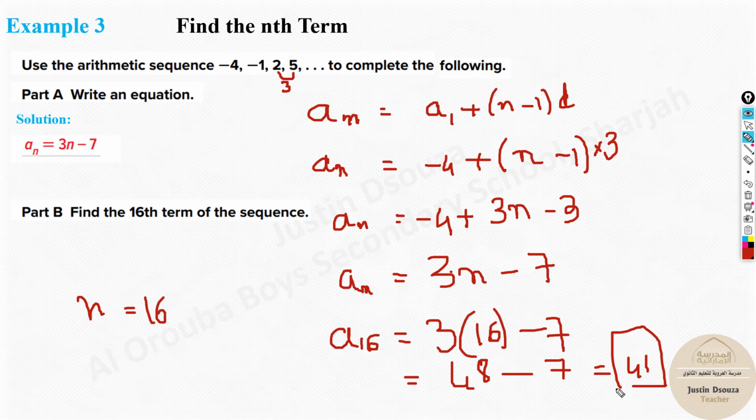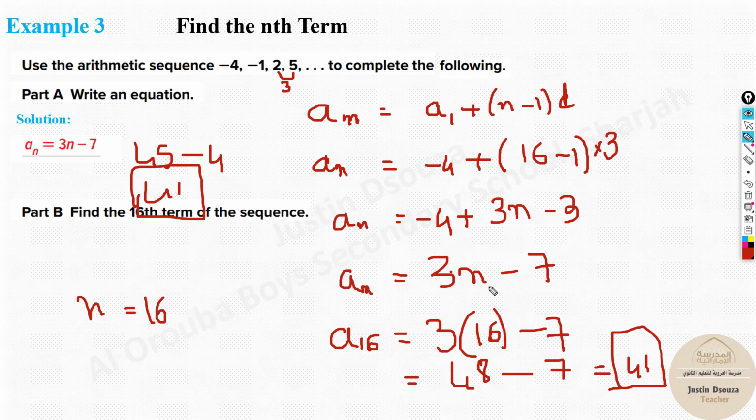This is the answer. Now what about the initial formula? Even here, I can just change this n to 16 and solve. It will be the same answer. 16 minus 1 will be 15. 15 times 3 is 45. And you have minus 4. So it is 41, either way.